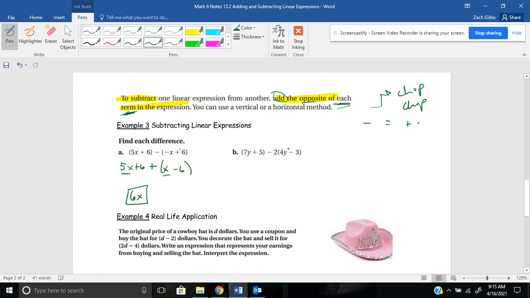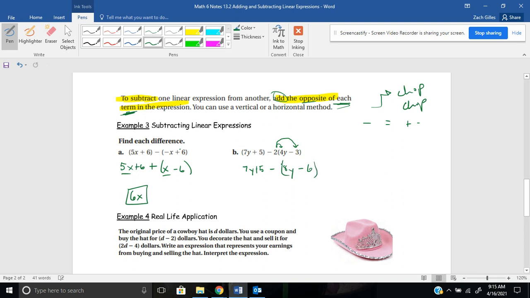It looks a little confusing here, so let's take this step by step. Let's say, for example, you just wanted to distribute the 2 first. So 7y plus 5 doesn't change, and I'm subtracting, right? 2 times 4y would be 8y, and then 2 times 3 would be 6, and I'm subtracting. So minus 2 times 3 is 6, okay?